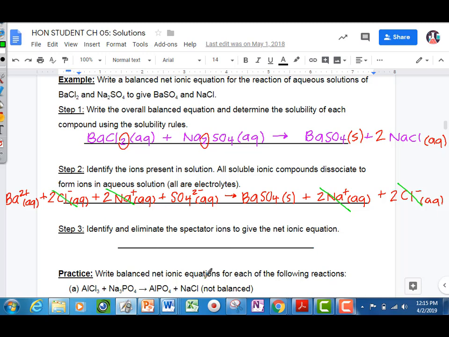And then to write the net ionic equation, I should have just the solid and the ions that form the solid that are not crossed off. So that would be Ba2+ aqueous plus SO4 2- aqueous produces BaSO4 solid.